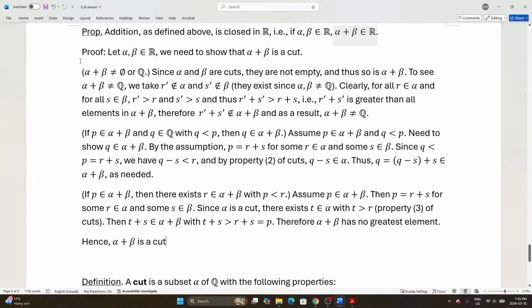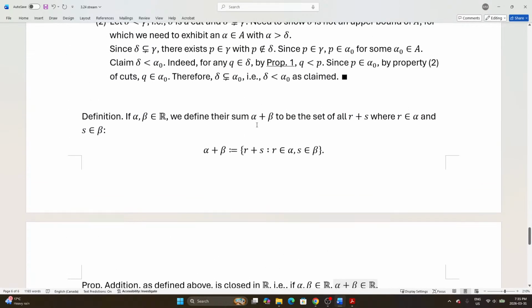Okay, and since alpha and beta are arbitrary, this proves that addition between cuts is closed. Addition is closed in R, right? So that's what we wanted. Okay, so at least this operation now makes sense.